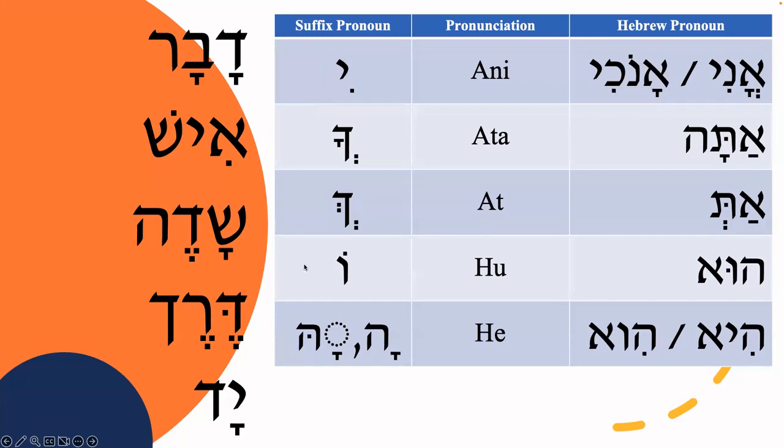Is her. So, all right, Brent, you got one? Yadcha. Yadcha, which would be your hand. Your hand. Excellent. Robin?